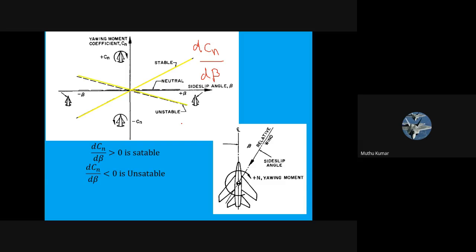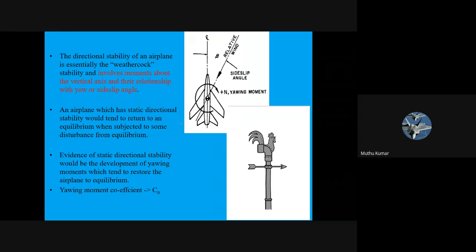So dCn by d beta greater than 0 is stable, the second yellow line is unstable, and the third yellow line is neutrally stable. Otherwise it is called weathercock stability. You must have seen a weathercock, which aligns itself with the wind direction. That is a weathercock's job. Look at this: this weathercock rotates on its own, aligning with the wind. Similarly, I have to bring this aircraft to such an alignment, because earlier it was traveling in this direction. It has been disturbed to this direction. So look at this arrow. I want my aircraft to come back like a weathercock.